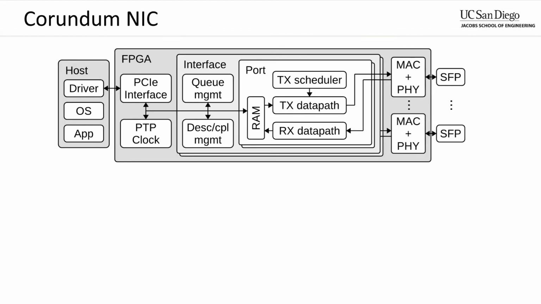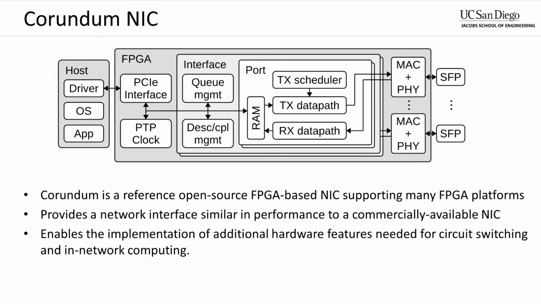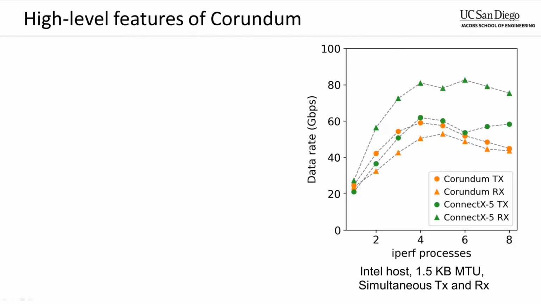And this is where Corundum comes in. Corundum is a reference, open-source, FPGA-based NIC that supports many different FPGA platforms. It provides a network interface similar in performance to a commercially available NIC. It enables the implementation of additional hardware features needed for circuit switching and in-network computing. First, an overview of the high-level features of Corundum.